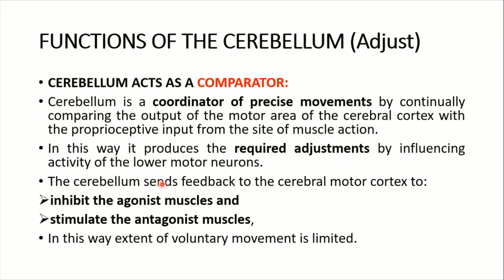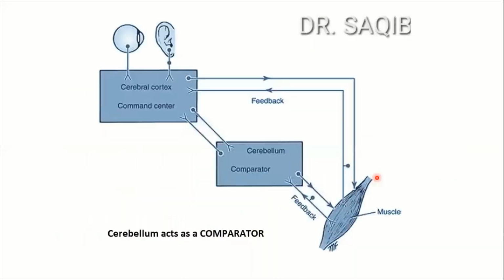The cerebellum sends feedback to the cerebral motor cortex to inhibit the agonist muscles and stimulate the antagonist muscles. This feedback from the cerebellum inhibits the agonist muscles and stimulates the antagonist muscles. In this way, the extent of the voluntary movement is limited.